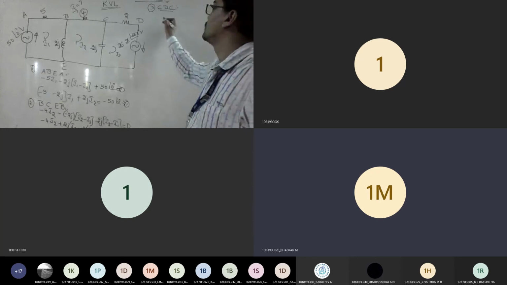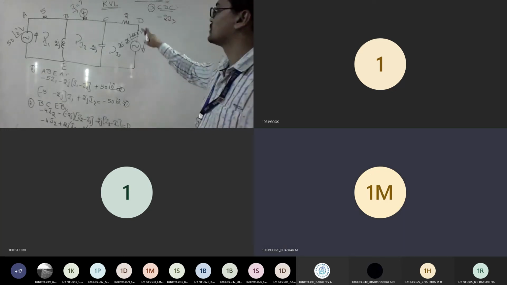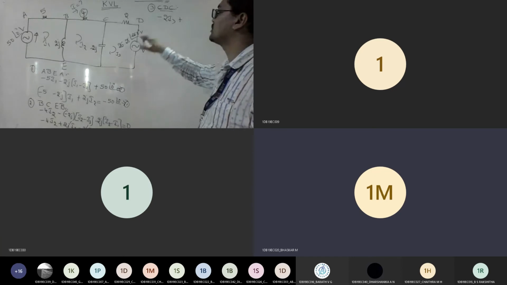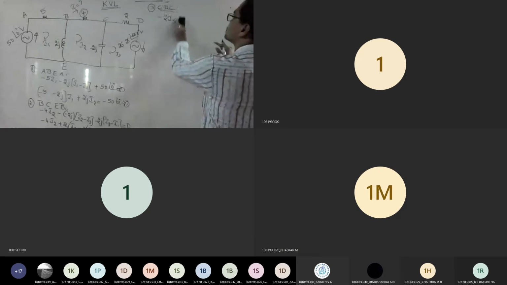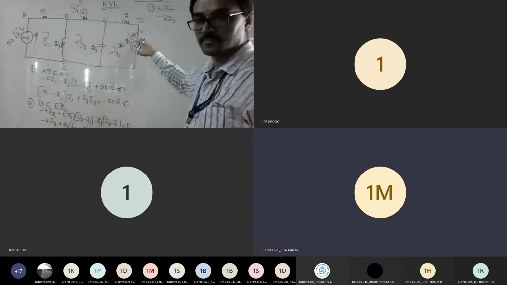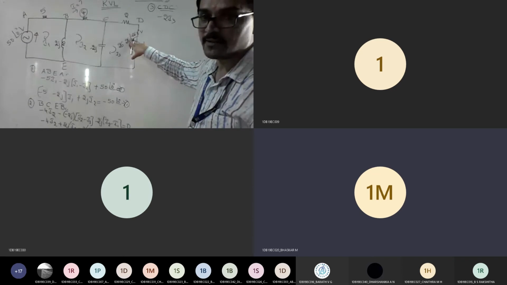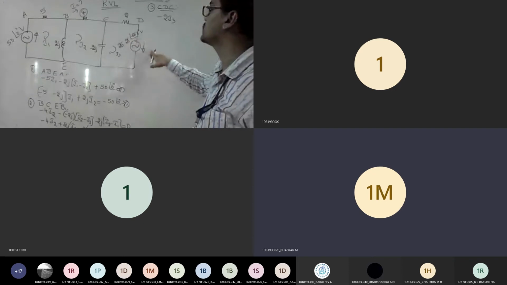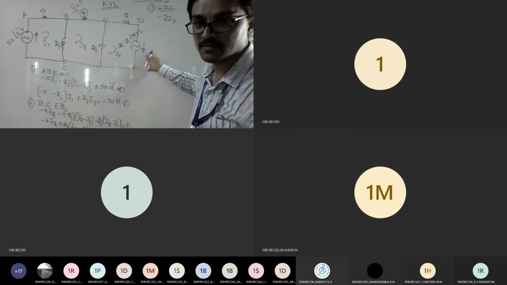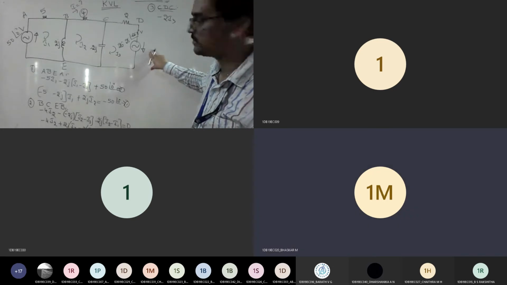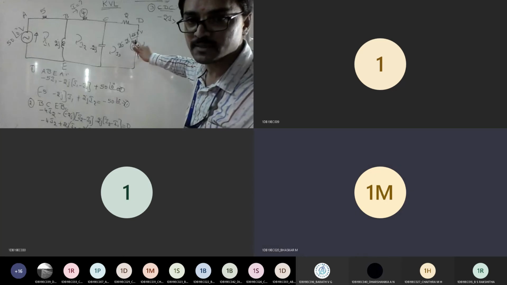Minus 2 I3 plus 26.25 at an angle. So this minus, if I take out, it becomes minus here. It's from minus to plus, so plus only. But here minus 66 point something is there. I will take that out.